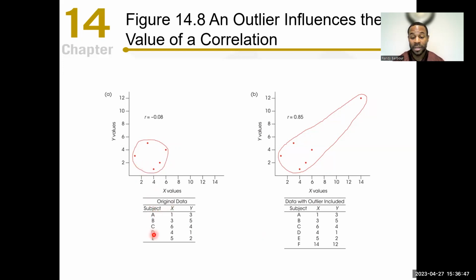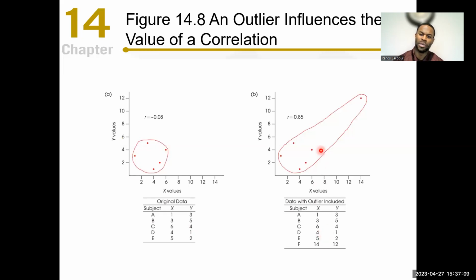But what if I added that outlier back in, right? Now I see a really, really positive correlation up and to the right, right? 0.85, negative 0.08, right? You see how the outlier is drawing that correlation out and making it seem like they're more tightly correlated and related than they actually are, right?